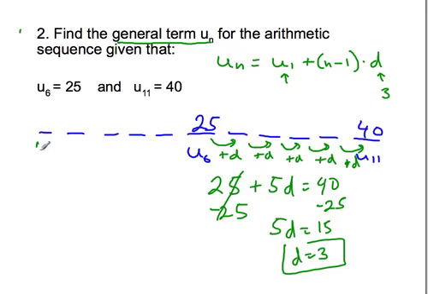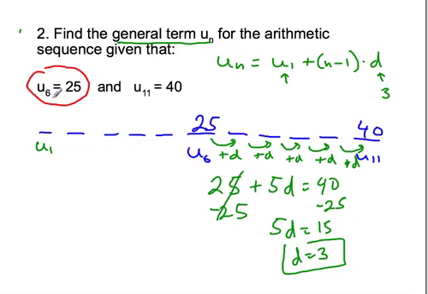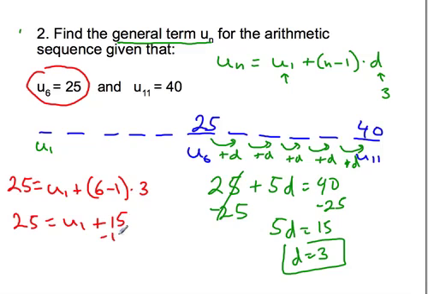Now how do we find the u sub 1 value? There's a couple ways to do that. One way is we can pick one of our original terms here. So u sub 6 is 25. So you can say 25 equals u sub 1 plus, now we pick in u sub 6, so that means the n value is 6, and the common difference is 3, and we can work this out and solve for u sub 1. So that's going to be 15. We subtract 15 from both sides, and we get u sub 1 equals 10.